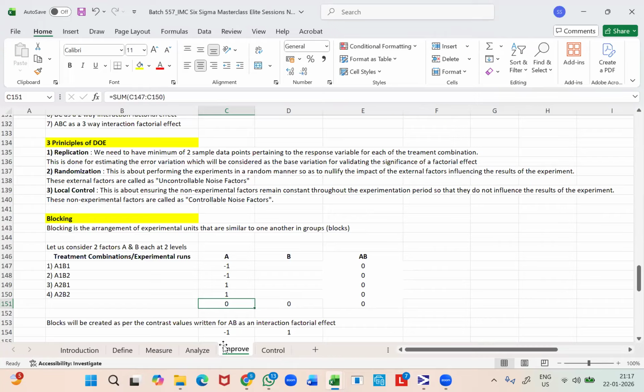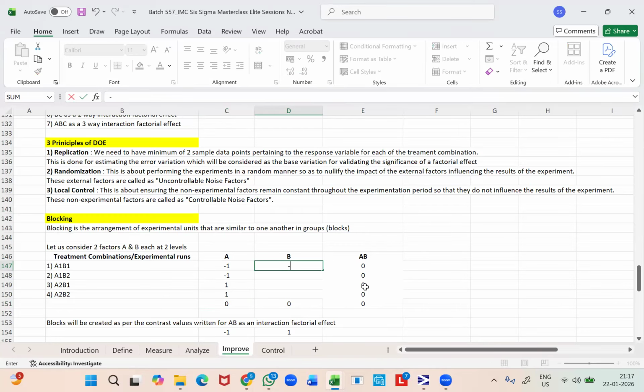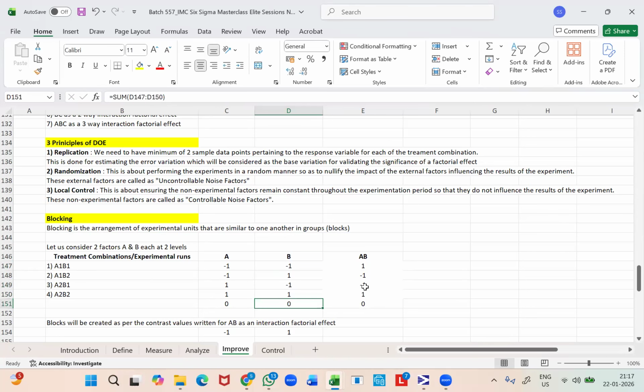Again, writing down the contrast values for the factorial effect B against each of these treatment combinations. Now we need to look at the level of factor B in all these treatment combinations. The first one, A1 B1, means B is at level 1, so minus 1 will be the contrast value. The second one, B is at level 2, so it will be plus 1. Third one, again B at level 1, so minus 1. Fourth one, B at level 2, so plus 1. Right? So we get the answer as 0. That means we have written the contrast values correctly.